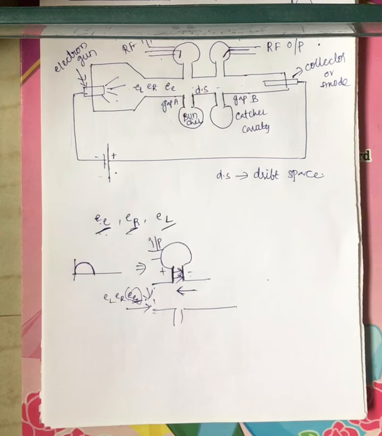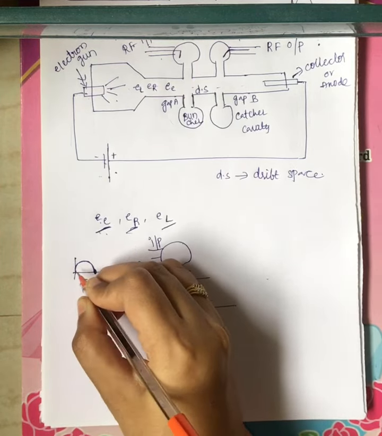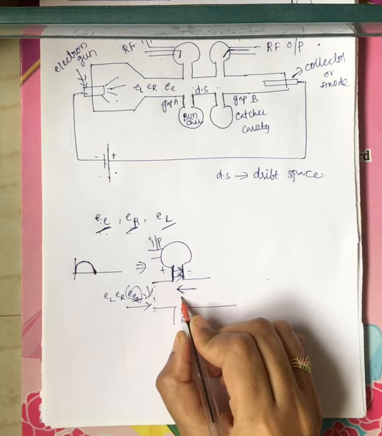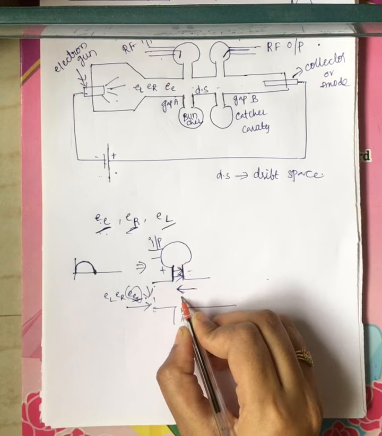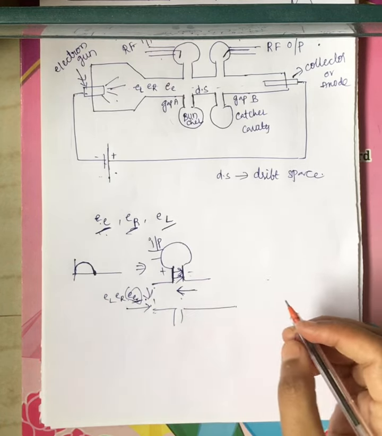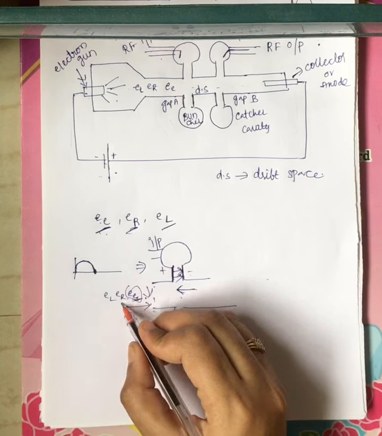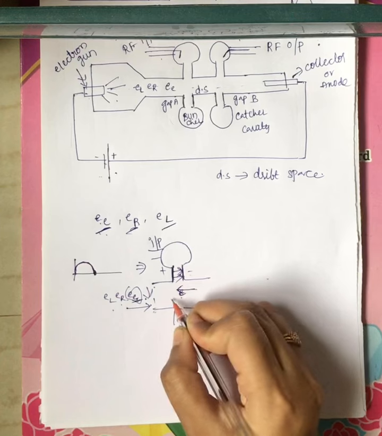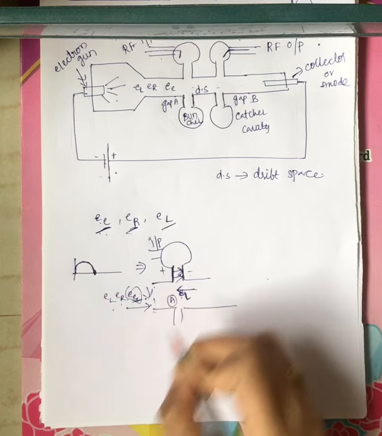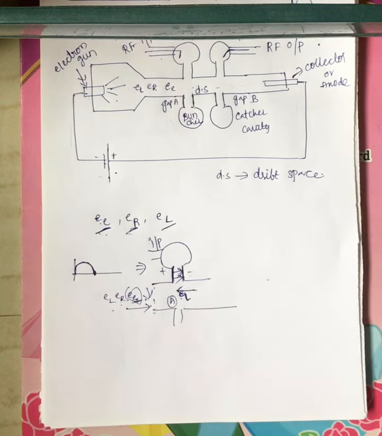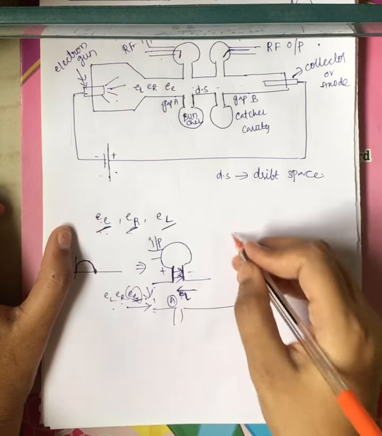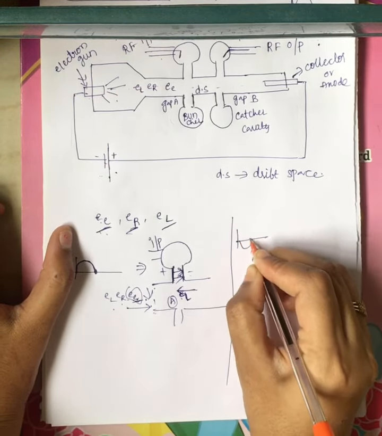Now when the positive half cycle is ending, the next electron is the reference electron, and next we have the late electron. When the positive half cycle is ending, this is your gap A. The late electron will reach gap A, that is, the input cavity. This is for the positive half cycle. Next we have to go for the negative half cycle.